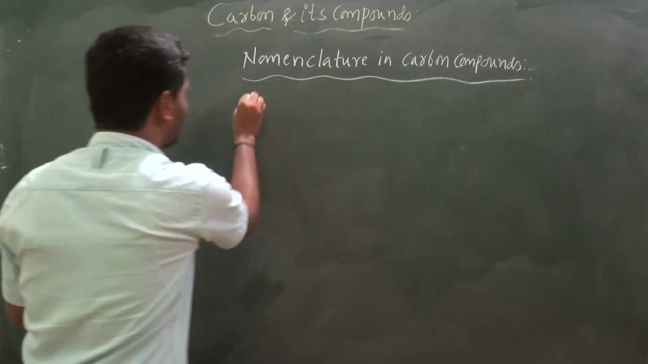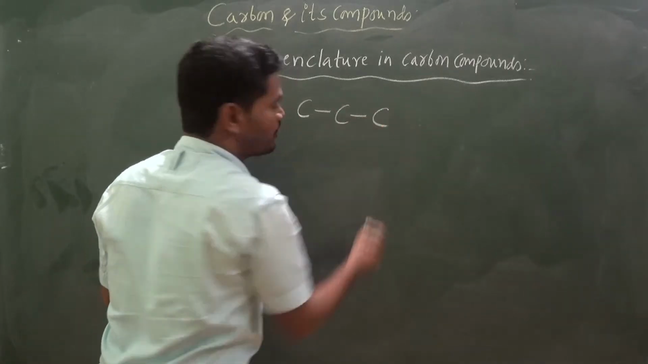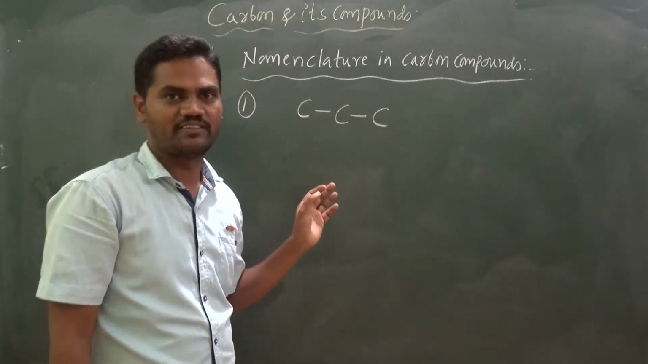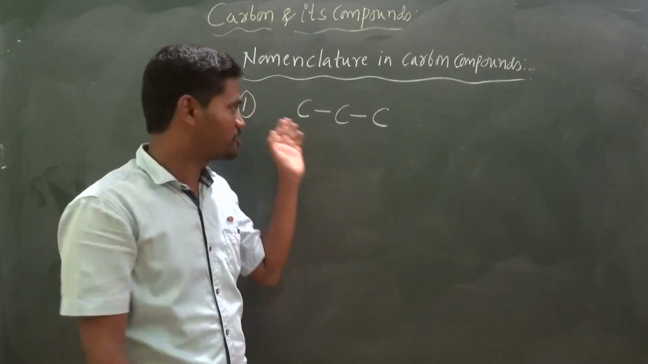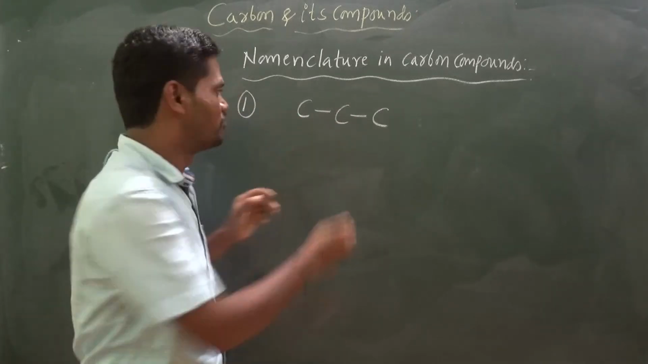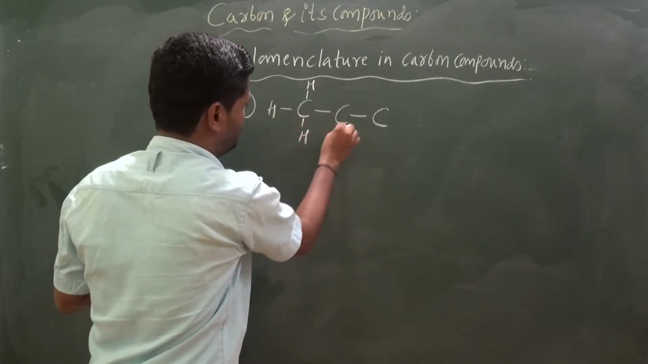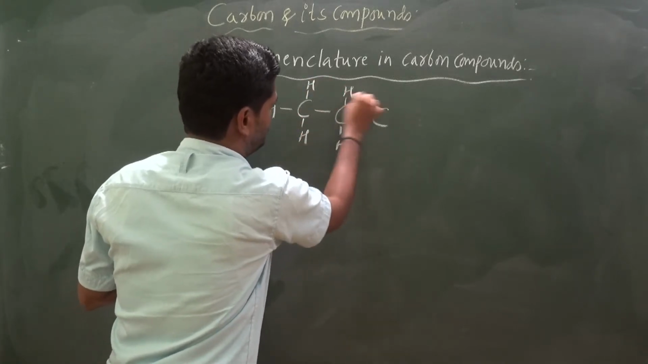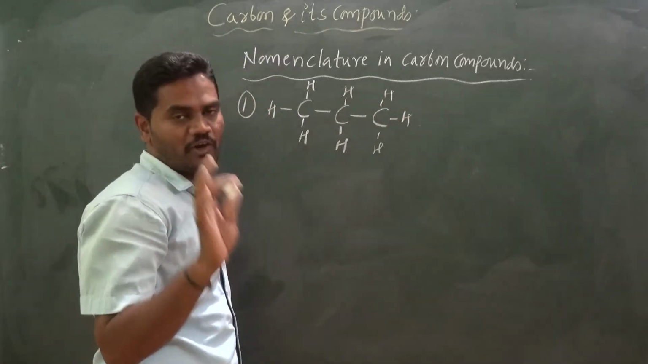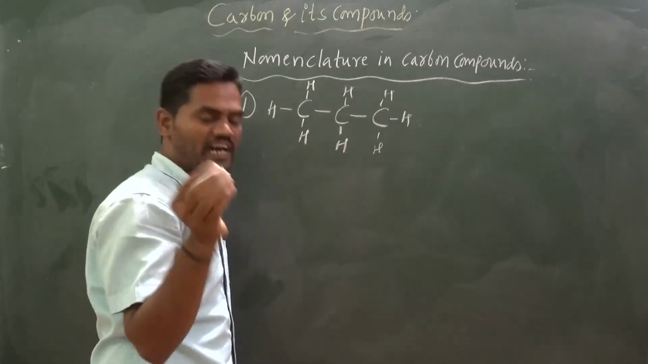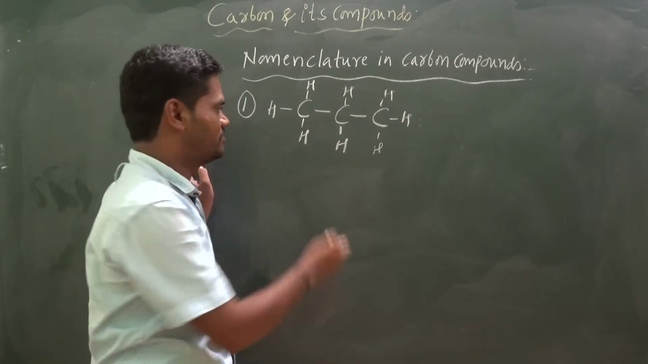Suppose they give propane. Already you know that in propane 3 carbon atoms are there. So whether the given organic compound contains how many carbon atoms, suppose 3 carbon atoms are there, it is propane. Here my point is you have to see how many carbon atoms are present in that compound. That is the first point.